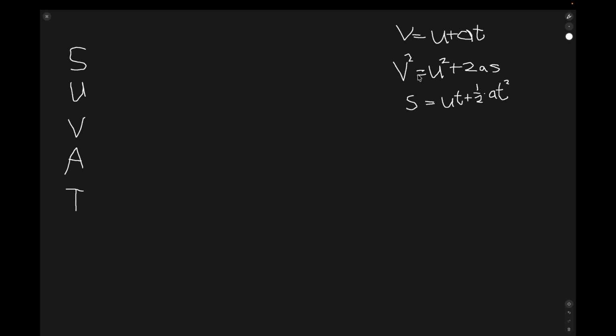There we go. So these are our three formulas. We can rearrange those to give us any of these as the subject. Now, let's try a practice problem.